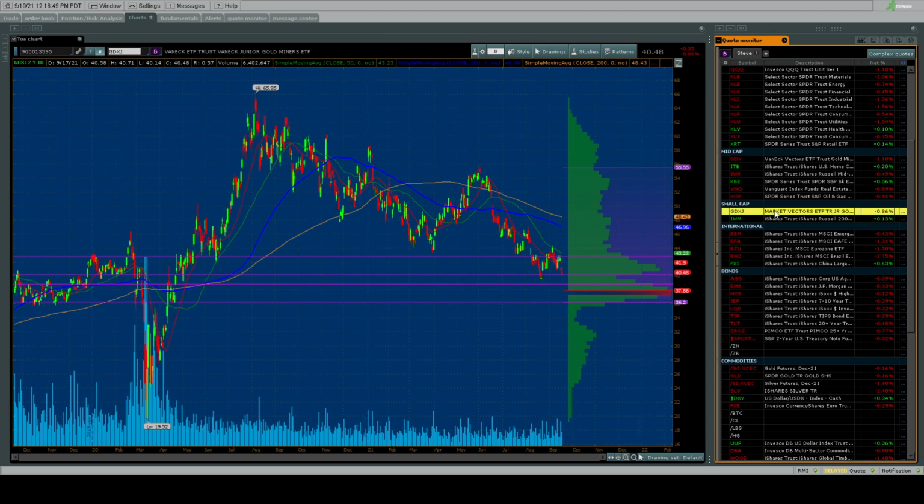How about GDXJ? Similar picture here. It's looking like it's going to break down into this supply zone.